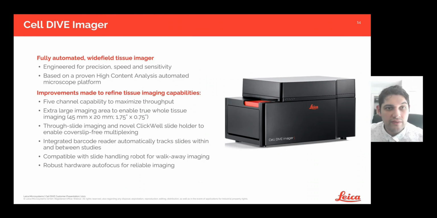The Cell DIVE imager itself is based on a high content imaging platform. So it is a bulletproof imager for these types of automated imaging studies. It has a 5-channel capacity. So there's a channel for DAPI, which is important for a lot of the image corrections, as well as the 4 biomarker channels. It has a large imaging area. It does all of its imaging through slide, which I'll touch on in a second. It has an integrated barcode reader, as I mentioned, and it's compatible with various forms of automation, such as a slide handling robot for walkaway imaging. And it contains a robust hardware autofocus module for reliable imaging.